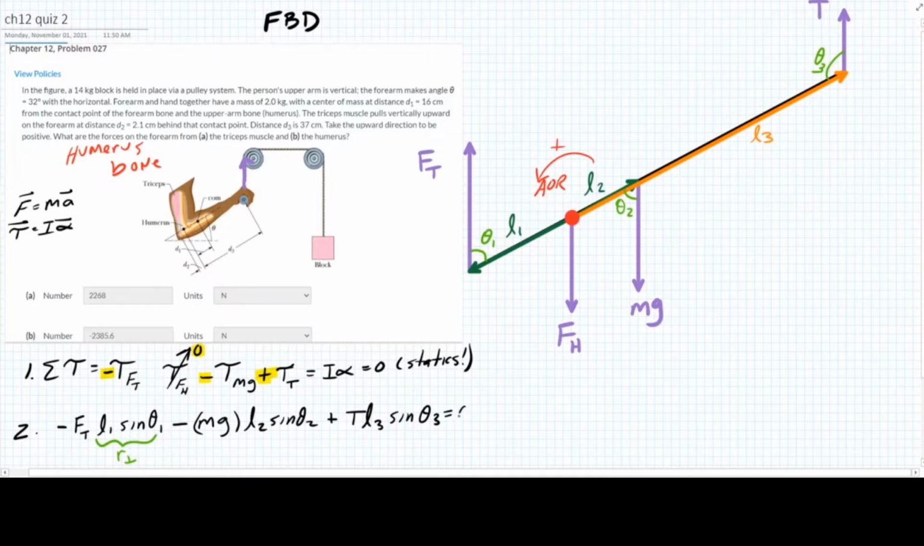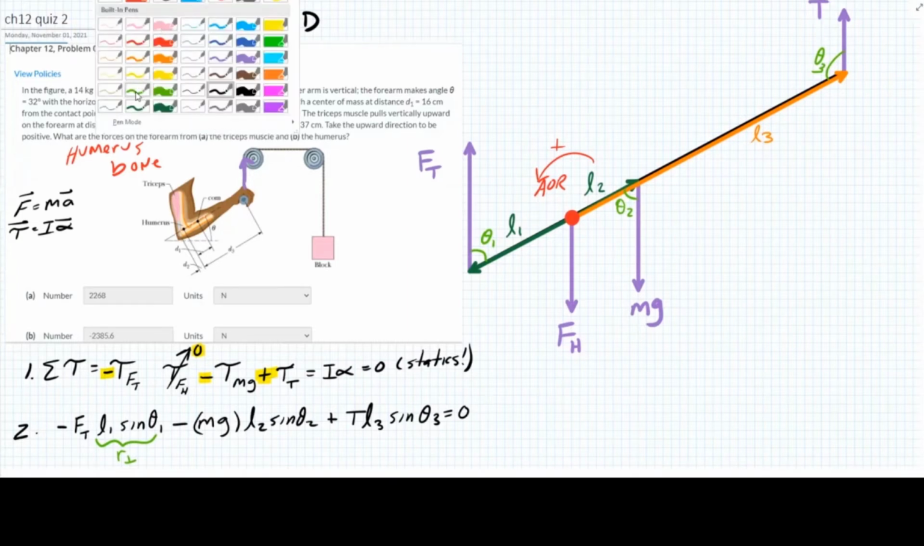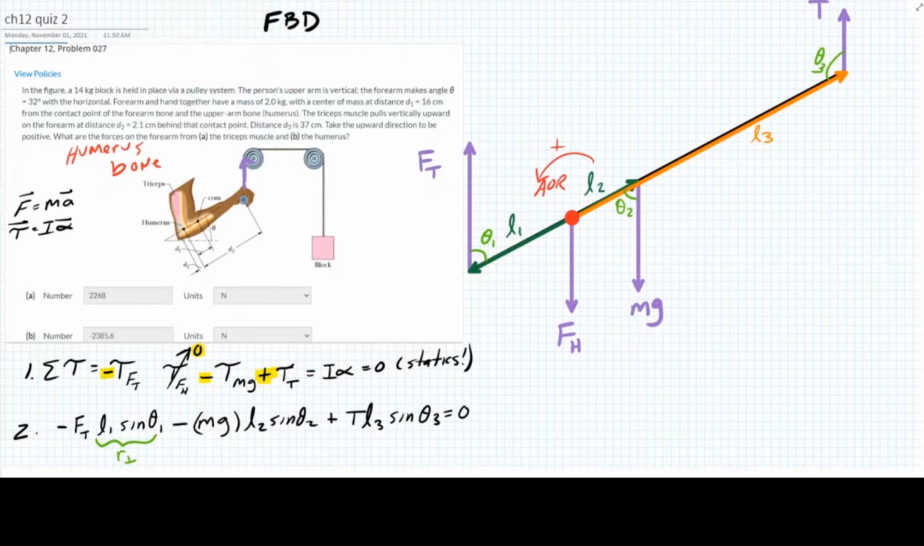So what can we find from this? Let's just do a little sanity check here. What do I know here? FT, this is my dollar sign. L1, do I know L1? L1, I'm showing L1 here. L1 is given as D2. So I do know L1. L1 is D2. For me, it's 0.021 meters.